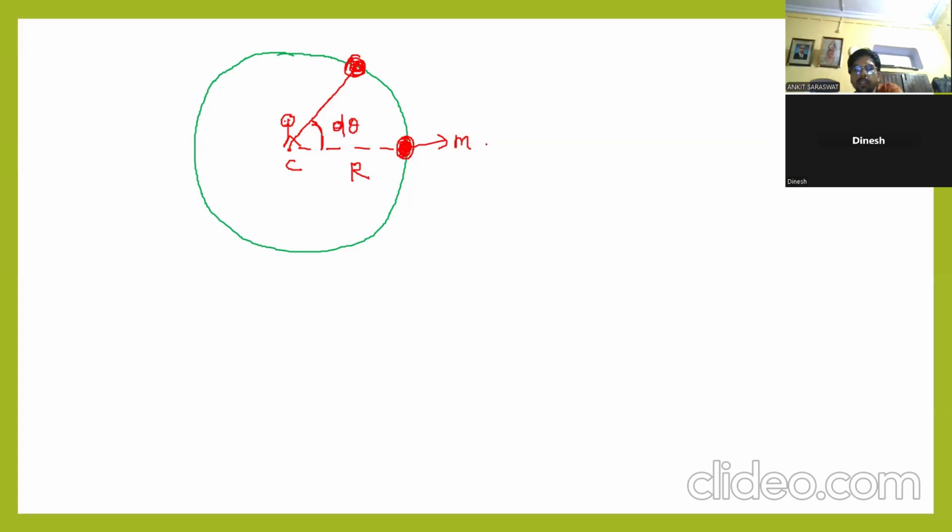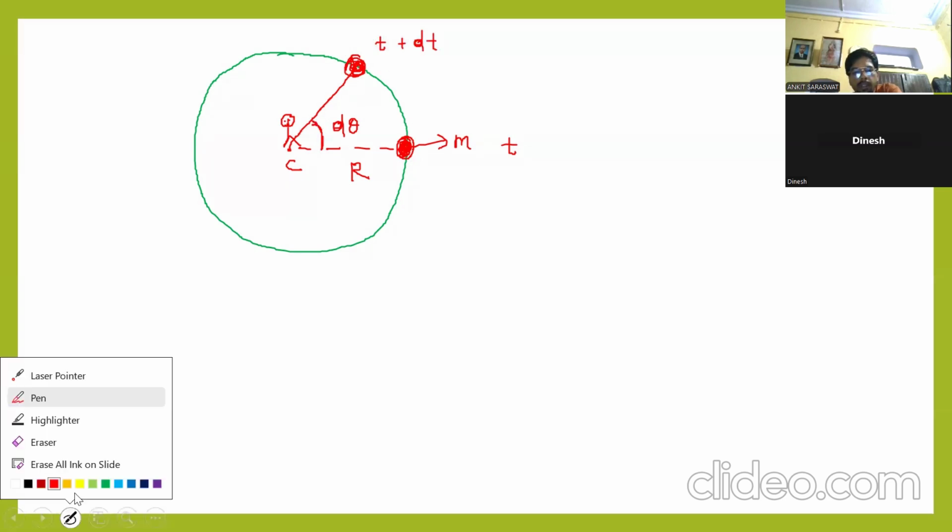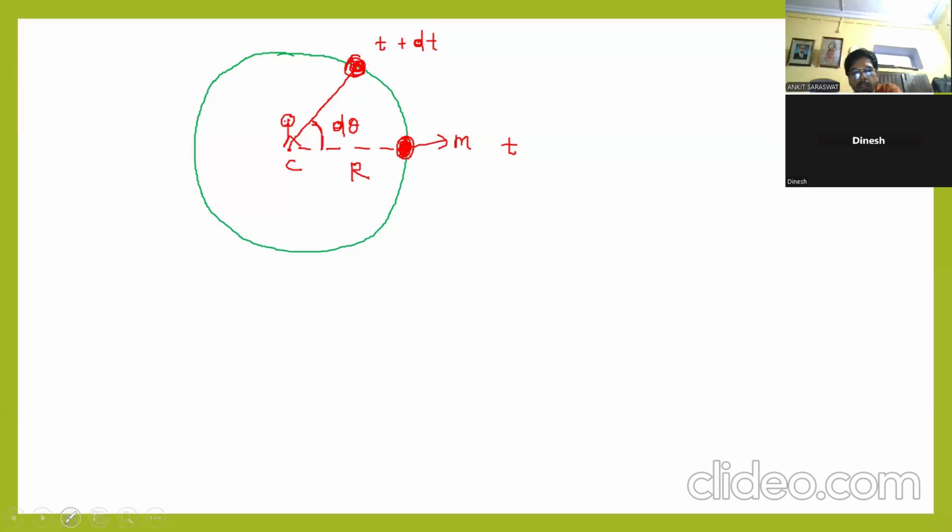Clear? Initially, this particle is here at time t. Here, this particle reaches t plus dt. In this time, how much linear distance does this particle travel? This is the distance traveled by the particle, from A to B. Let us suppose this distance is ds. Clear?